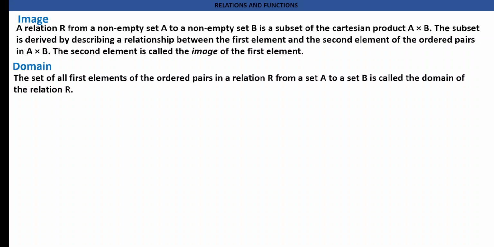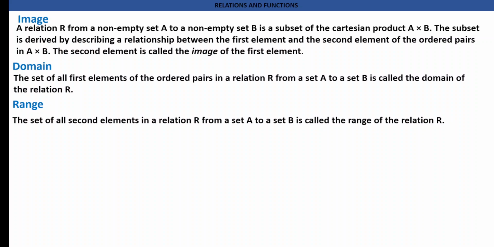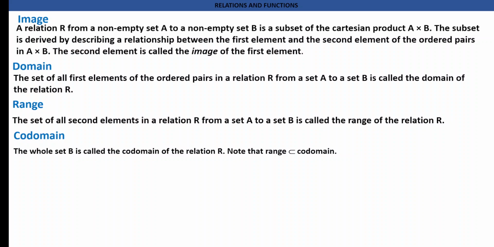Domain. The set of all first elements of the ordered pairs in a relation R from the set A to set B is called the domain of the relation R. Range. The set of all second elements in a relation R from set A to set B is called the range of relation R. Codomain. The whole set B is called the codomain of relation R. So from here we can conclude that the range is a subset of the codomain.